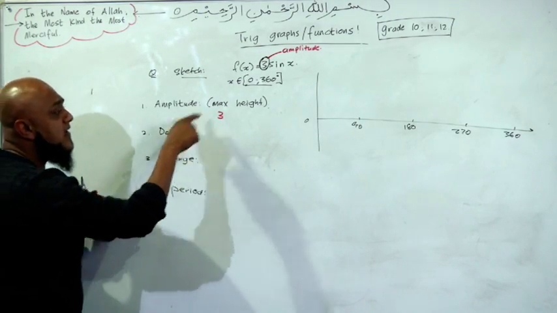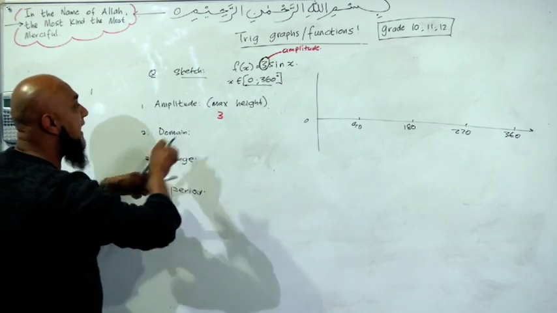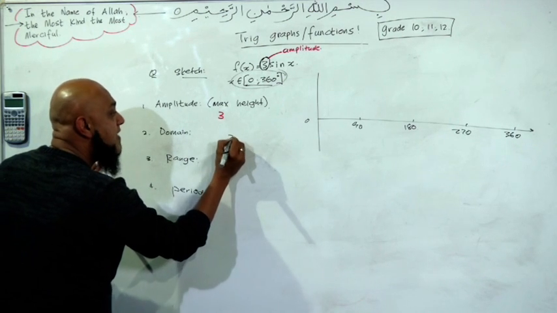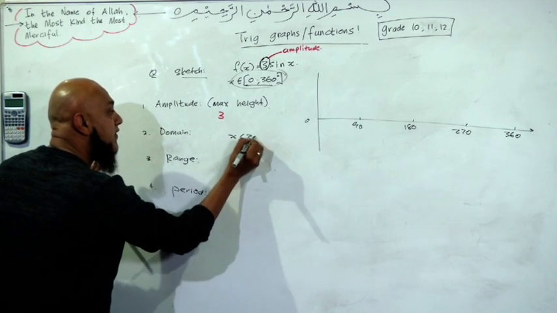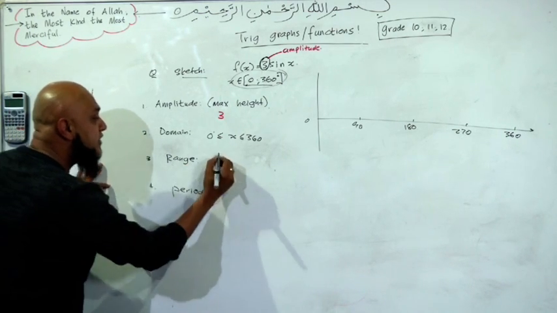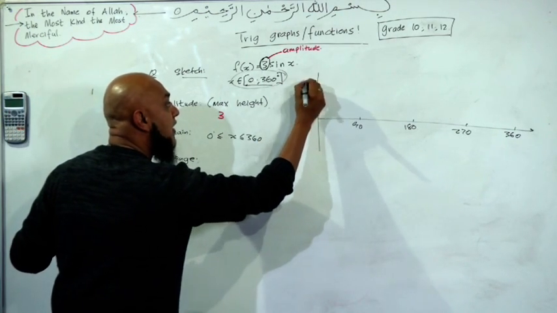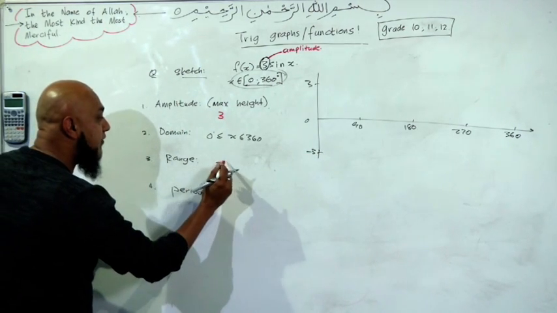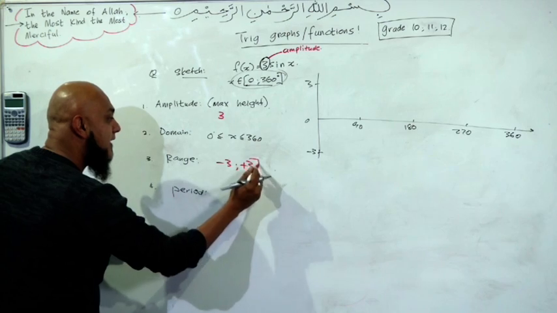What is the domain of the graph? The domain is your x values. So which x values will be present in this graph? x less than or equal to 360 but greater than or equal to 0. Your range is your lowest to your highest. So if your highest is 3, your lowest will be minus 3. The range will be from minus 3 up to plus 3.